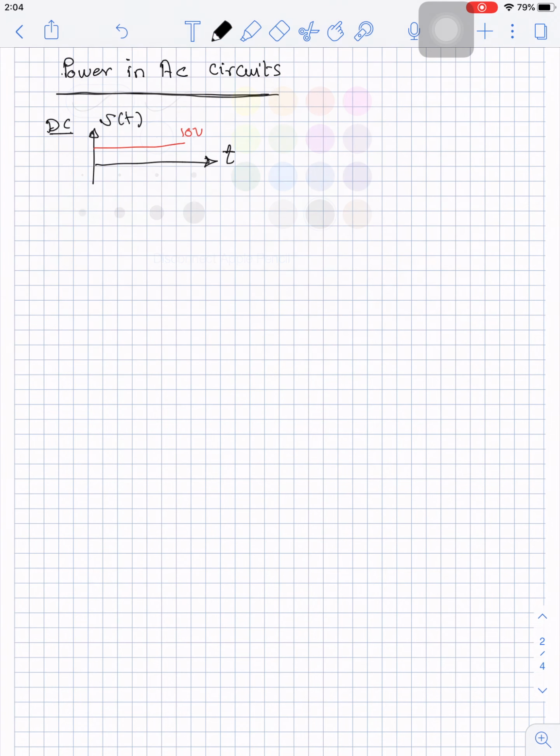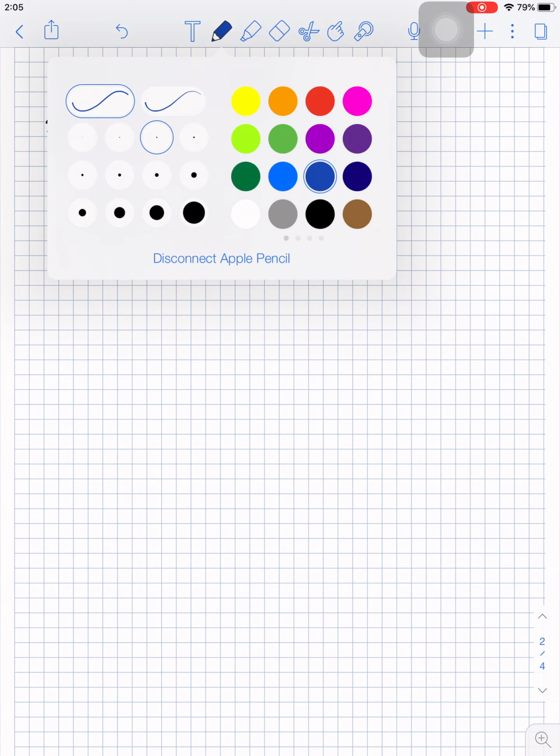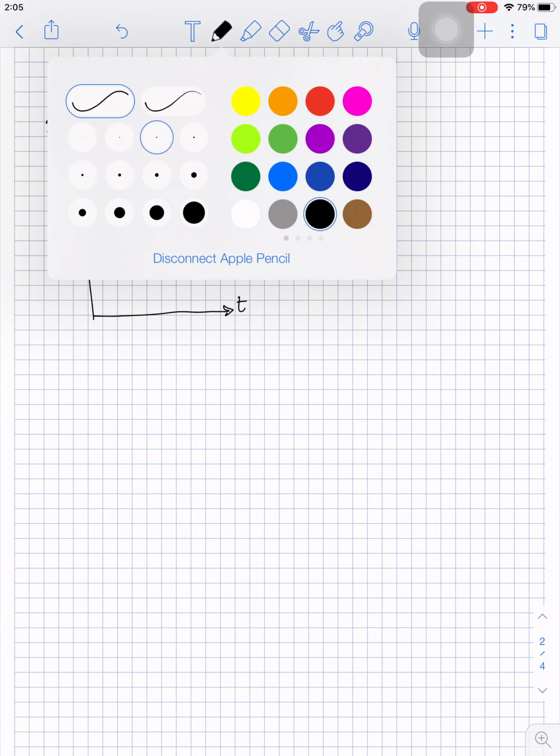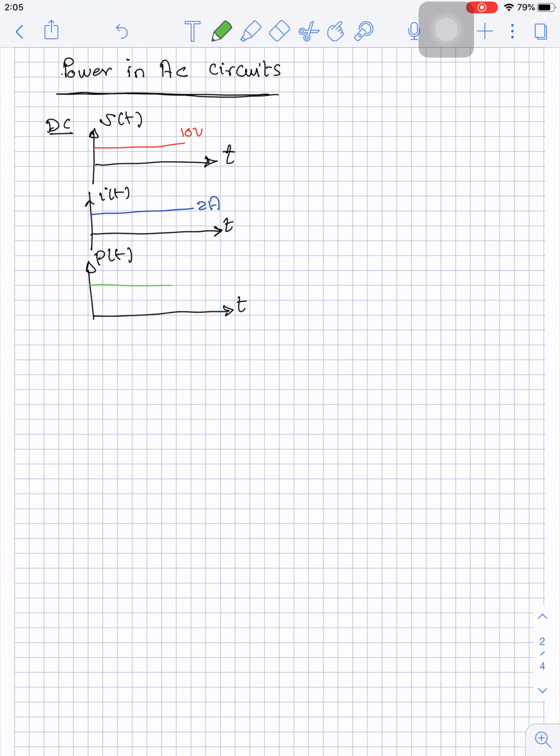And you will deal with current, and the current I of t will also be constant versus time. Say the current is 2 amperes. So to get the power as a function of time, P of t, you just multiply V by I, so the power will be a constant value of 20 watts.